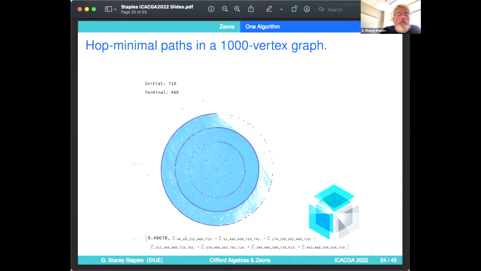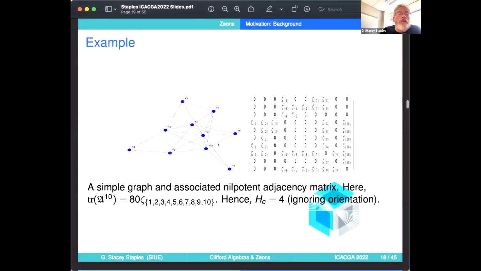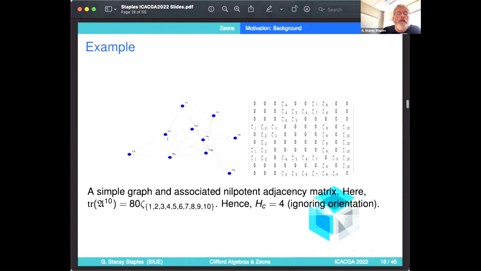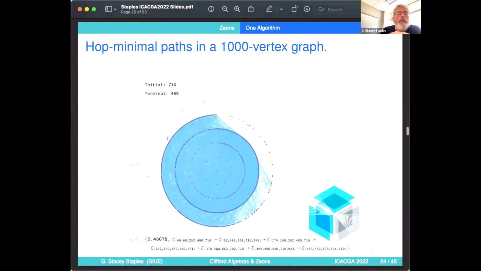requires 4 steps, and there are 7 of them in this graph. Yeah, there's 7 of them in that graph, and they're all enumerated right there.